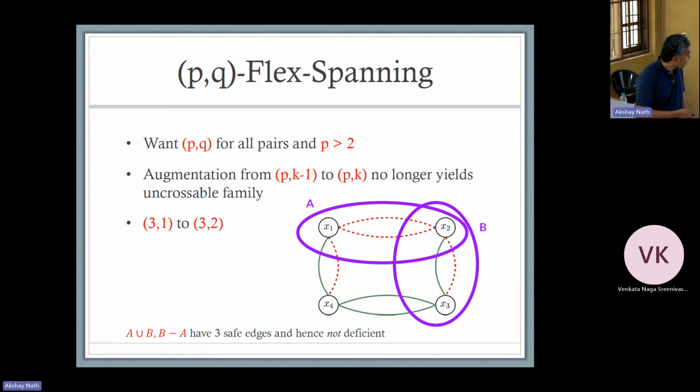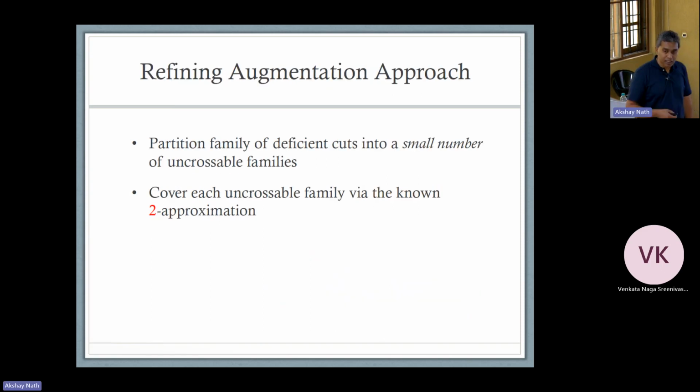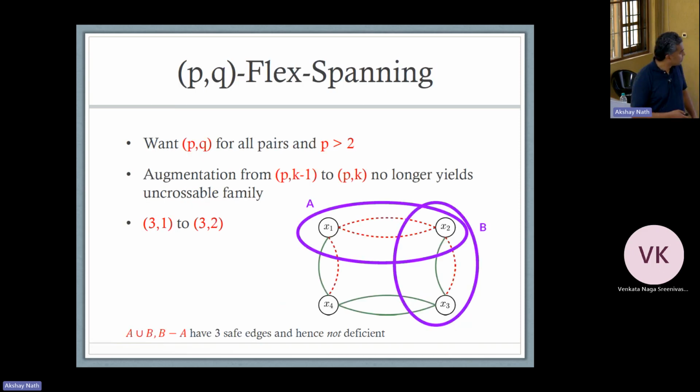So what did we do? B has 2 green edges, but there are 4 edges crossing. It should have 3 safe edges. B minus A has 3 safe edges. B minus A is just this one vertex.